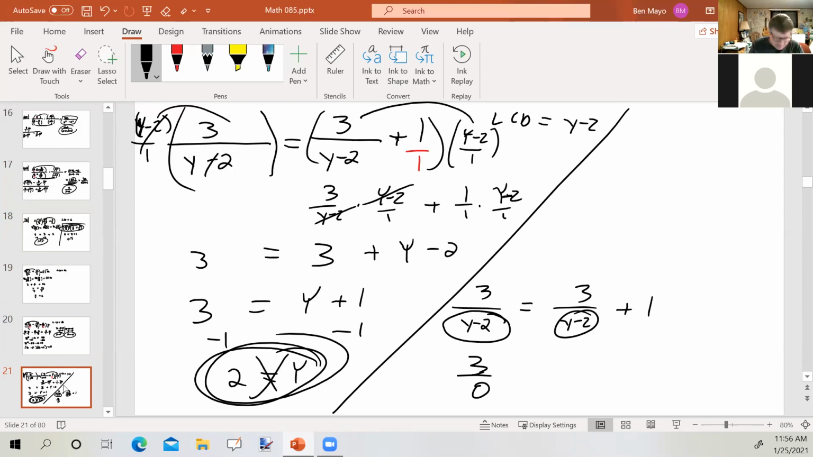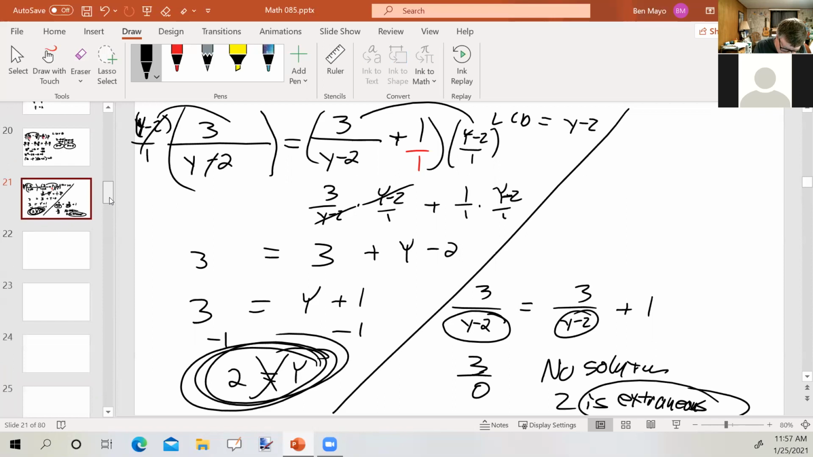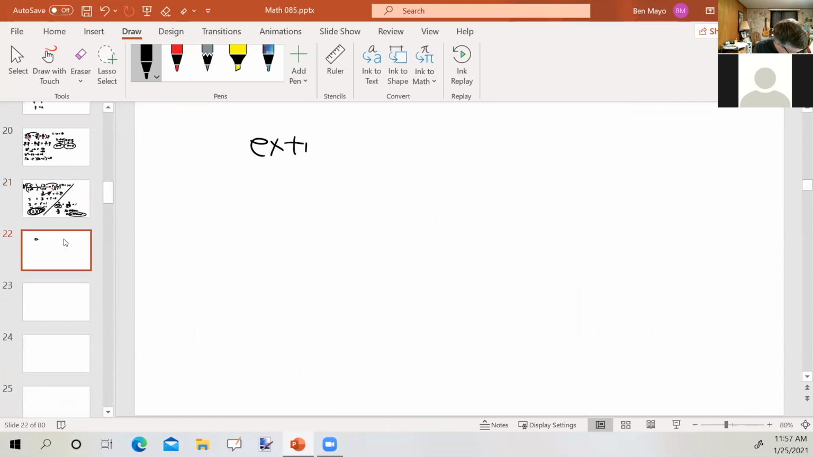Now, this gets a little tricky because I believe what WebAssign does is they'll have you come up with this answer, y equals 2, and then you'll say that there's no solution, and it will also say that 2 is what they call extraneous. I don't know if you can see that, extraneous. Let me write that on the next page here. Extraneous. So what that means is it's a solution that doesn't work.